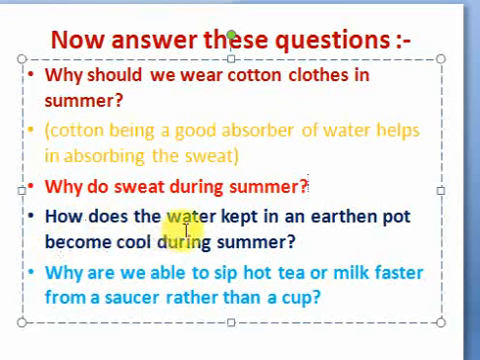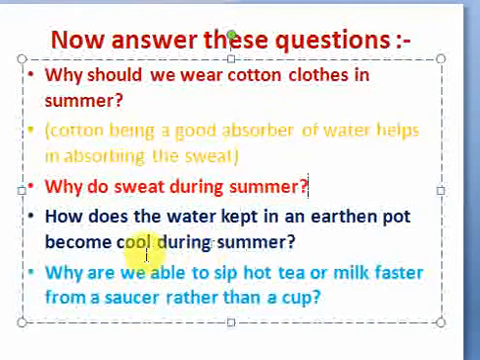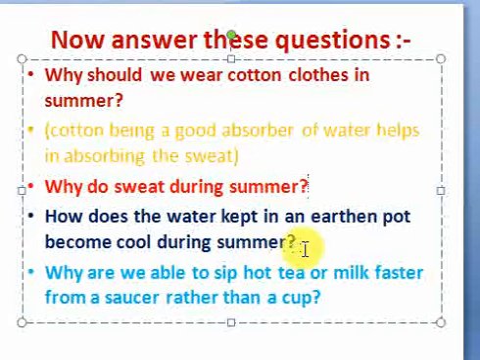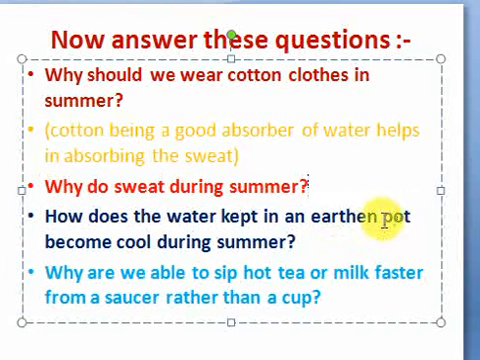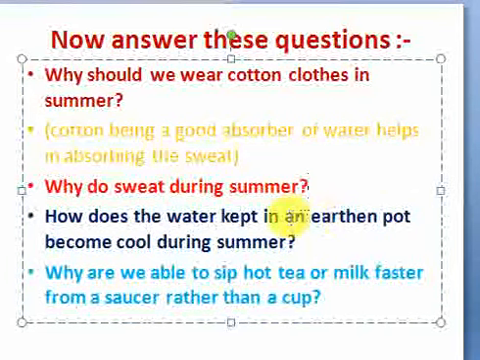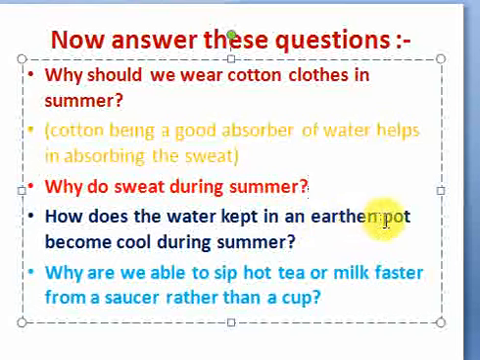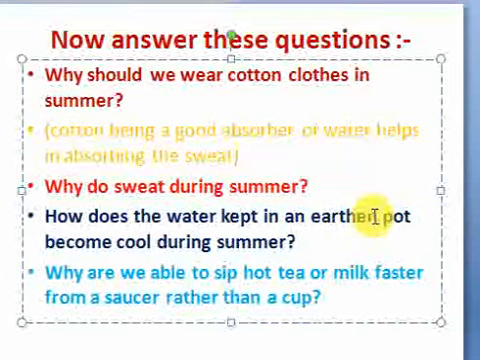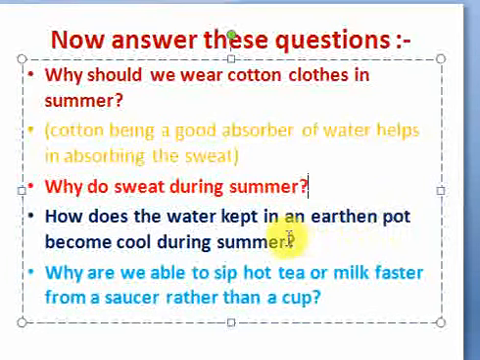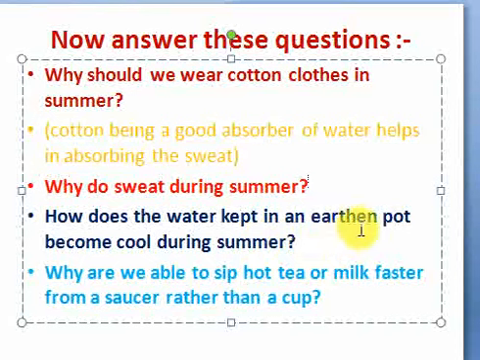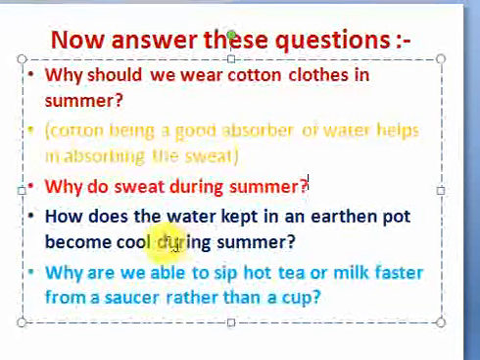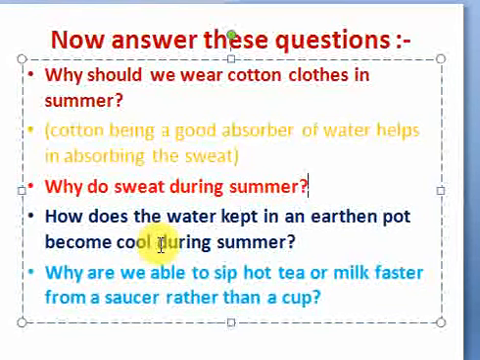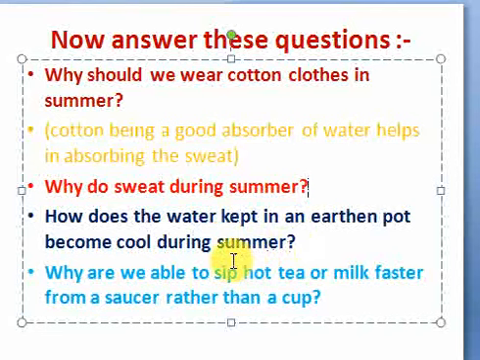Next question is, how does the water kept in an earthen pot become cool during the summer? The earthen pot is porous in nature. It has many small holes in it. So when we store water, the water oozes out of the earthen pot and comes to the surface. This surface water starts evaporating by absorbing heat from the earthen pot, and the earthen pot absorbs heat from the water present inside. So the inside water becomes very cool when it is preserved in the earthen pot.